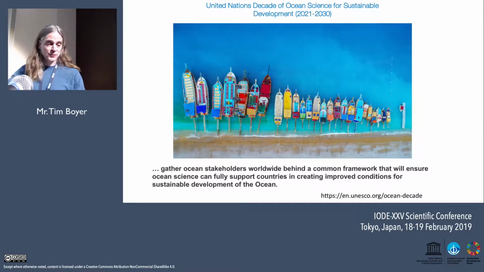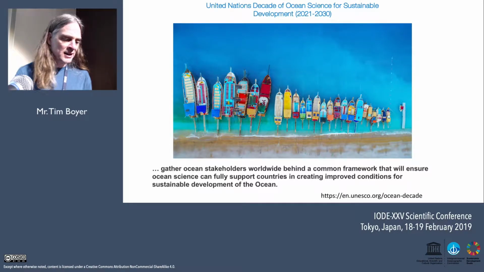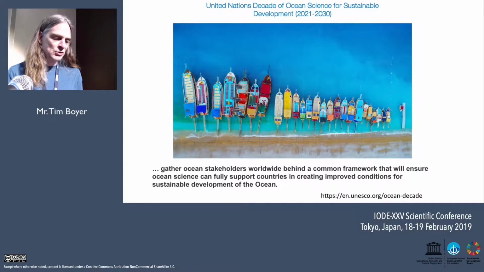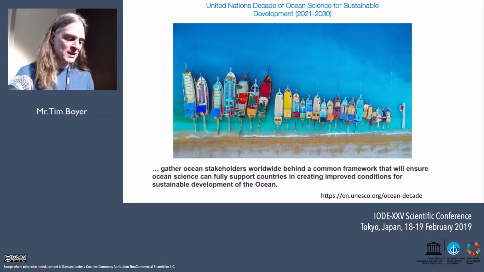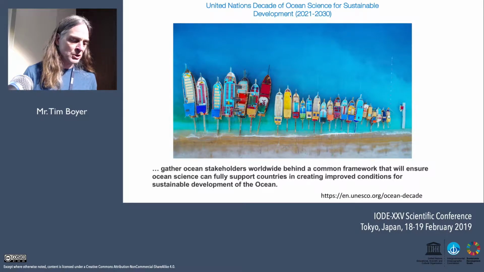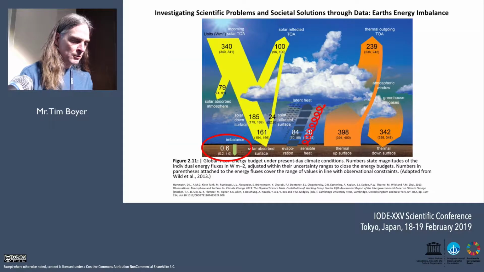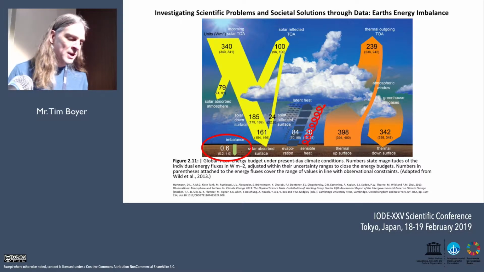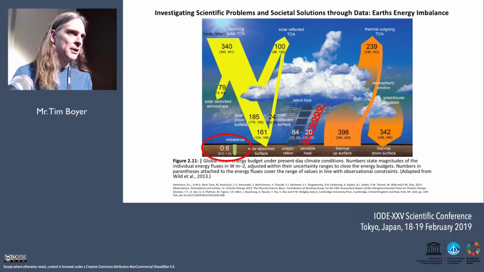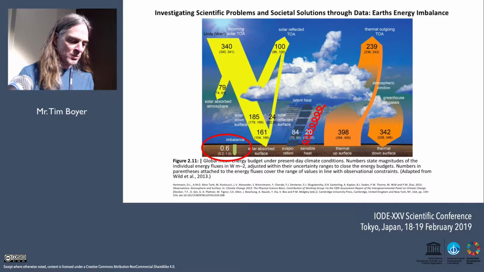So here's this picture again from the United Nations Decade of the Ocean. And again, just to emphasize the idea of gathering ocean stakeholders worldwide behind a common framework that will ensure ocean science can fully support countries in creating improved conditions for sustainable development of the ocean. And we'll look at a little different aspect of that now, kind of the big picture of how the data can come together and be used for some aspects of understanding the ocean and to the benefit of society.